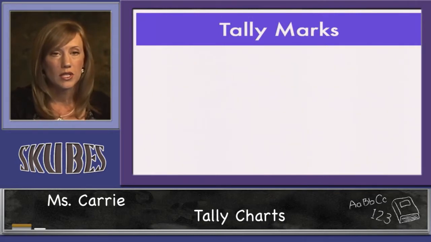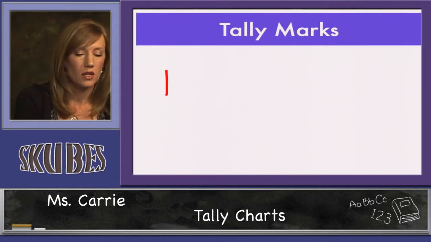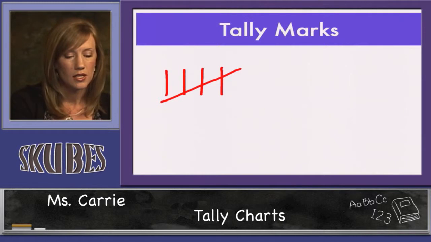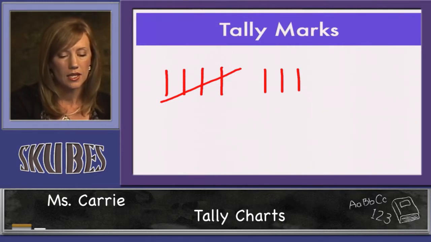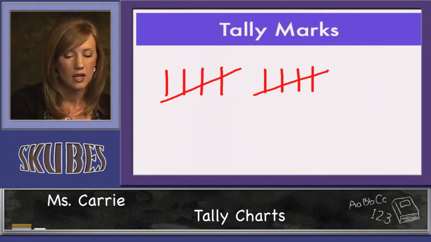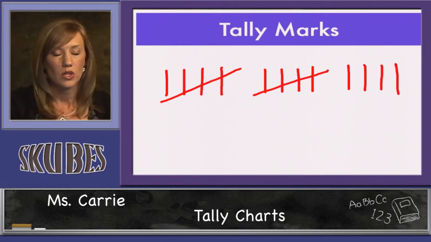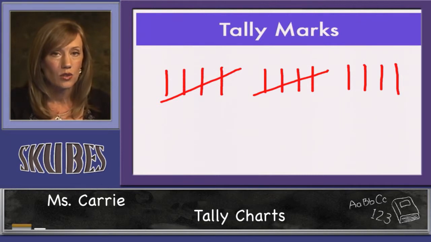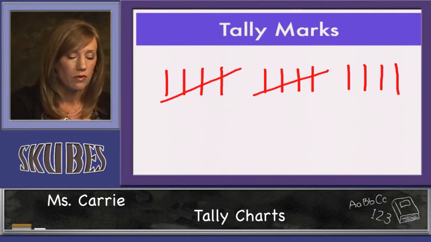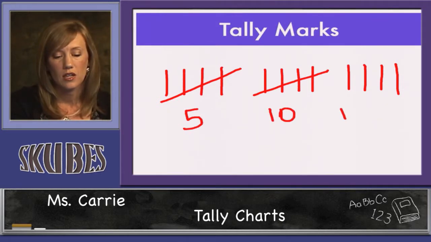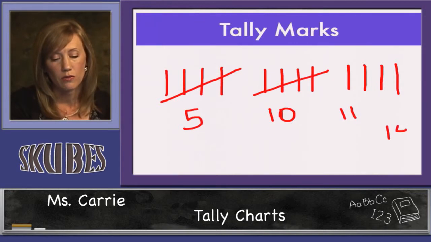Well, let's say we had 14 apples. It would be 1, 2, 3, 4, 5. Fifth one always goes sideways. 6, 7, 8, 9, 10. Remember we had 14. 11, 12, 13, 14. We're going to stop right there. And they're easy to count too because you can count by fives when you know the groups are worth 5. It would be 5, 10, 11, 12, 13, and we know that there were 14.